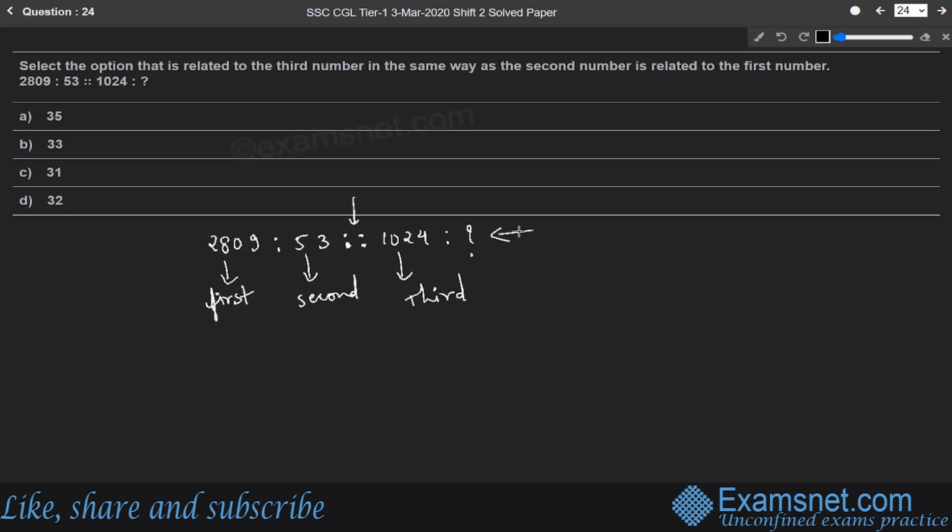Okay. So first let us understand the logic behind this question. So the logic is: square of the second number gives the first number.